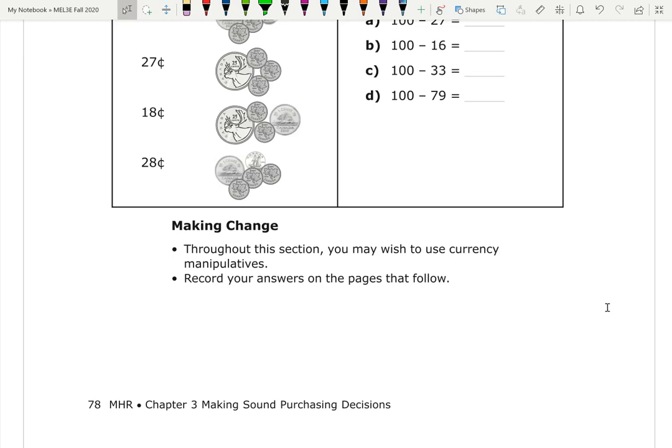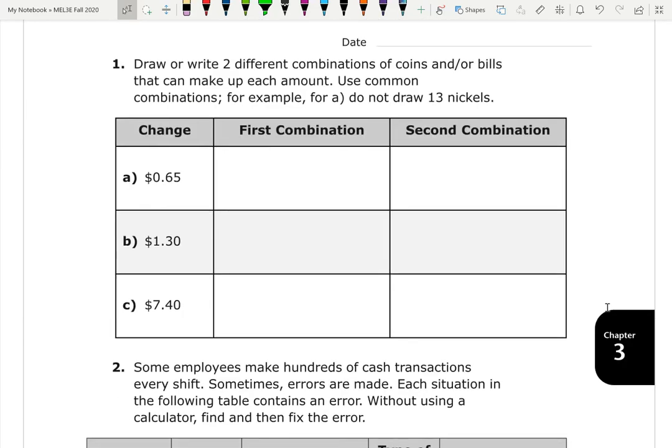So the currency manipulatives, obviously we're not together physically, but I have provided you with a link to access manipulatives online. So just look on our Brightspace classroom under content and it'll be there. So draw or write two different combinations of coins and or bills that can make up each amount. Use common combinations.